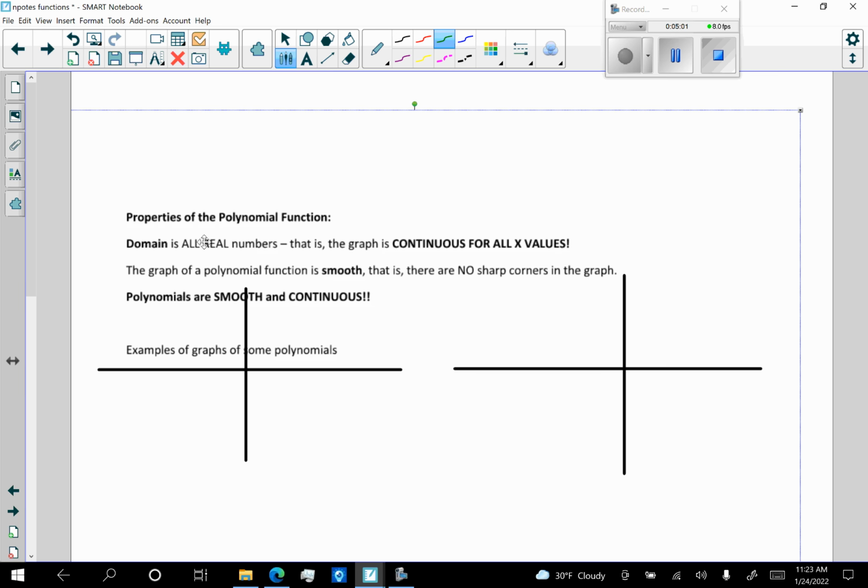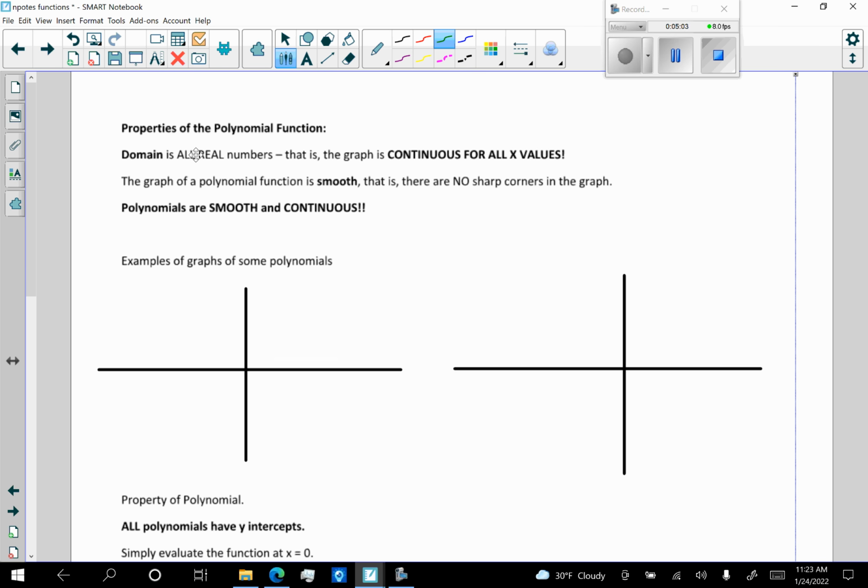So I'm going to start talking about the properties of polynomials. Okay, these are properties of the polynomial function. The domain is all reals. That means the graph is continuous for all x values. Every x value has an output. And here's our x-axis here.